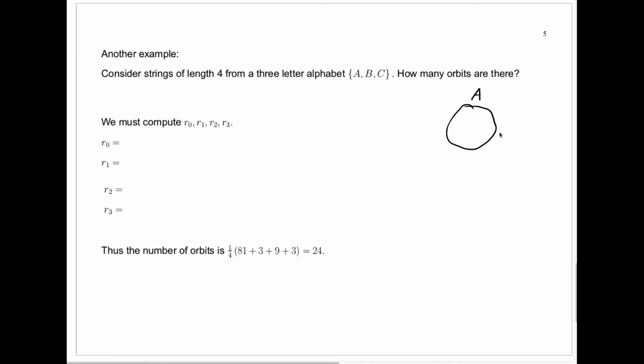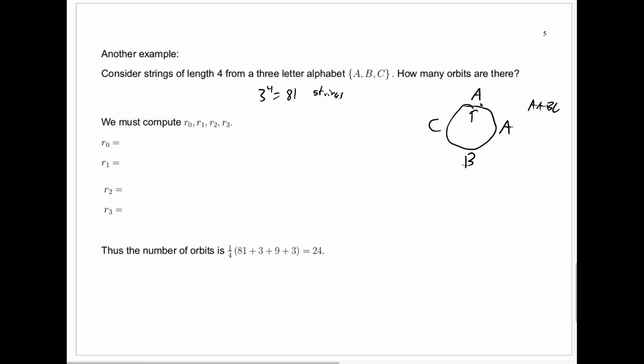Here we have one possibility, A, B, C. That would correspond to the string A, B, C, if we're starting up at the top and going around clockwise. How many strings are there of length 4 from the 3-letter alphabet? Well, there are 3 to the 4, which is 81 strings. And our question is, how many different table arrangements are there?